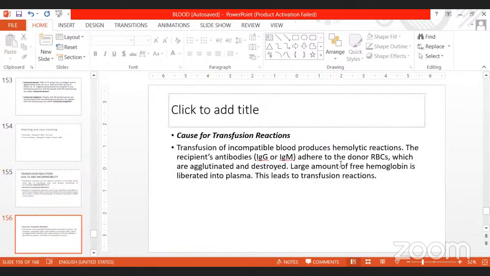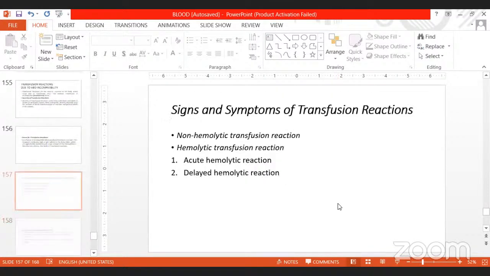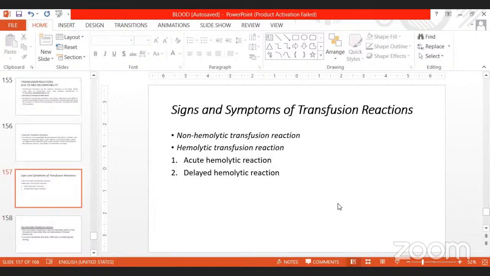And it is due to the hemolytic reactions, because the recipient's antibodies, like IgG or IgM, adhere to the donor's RBC and get agglutinated and destroyed. So a large amount of free hemoglobin is liberated and leads to transfusion reactions. There are two types of transfusion reactions. They are non-hemolytic reactions and hemolytic reactions.